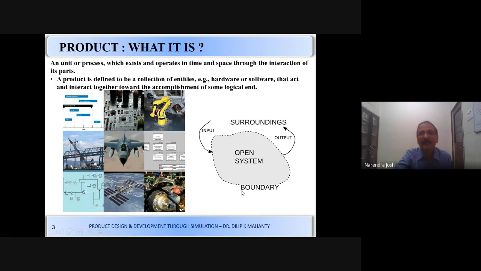So when we talk about a product, it's basically an open system, which has well-defined boundaries and surroundings. The thermodynamic principle says the total entropy of the universe will remain the same. So this open system has some input and should give you output. A product is like that. It will take some input from the surroundings and give you the output which is required.